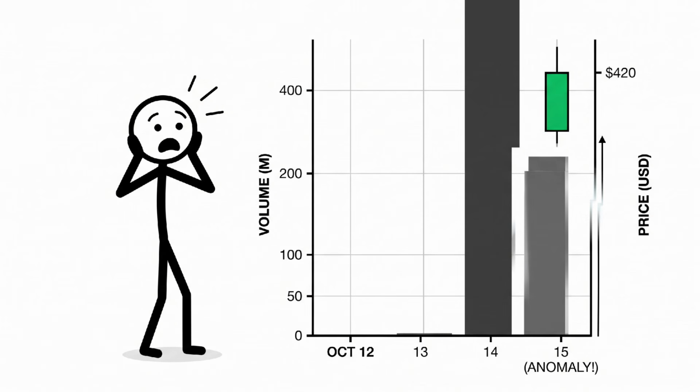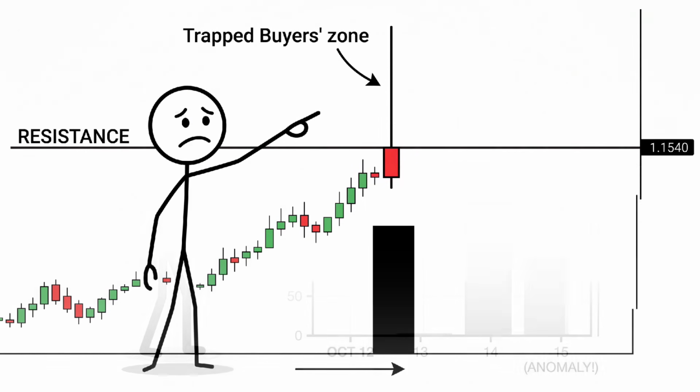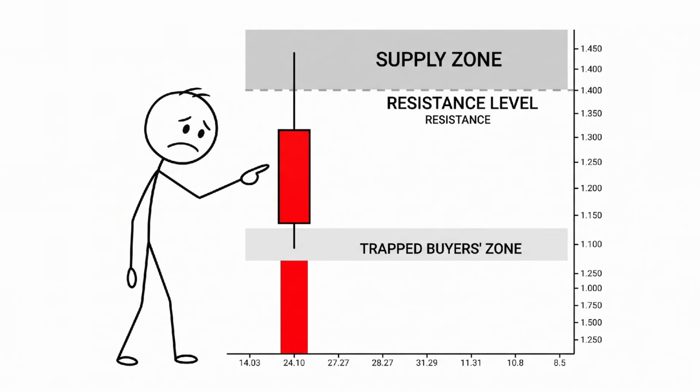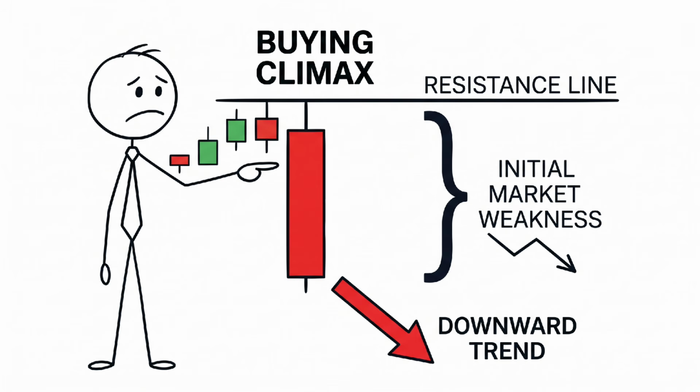Then suddenly, massive volume appears. Price spikes sharply higher. But by the end of the session, the candle forms a long upper wick. That tells us heavy selling occurred at higher prices. Retail traders were buying with excitement. Large institutions were taking profits. This is known as a buying climax. Markets often begin weakening from this area.